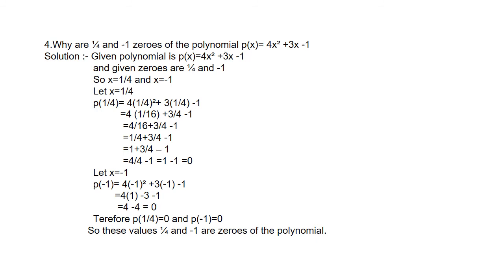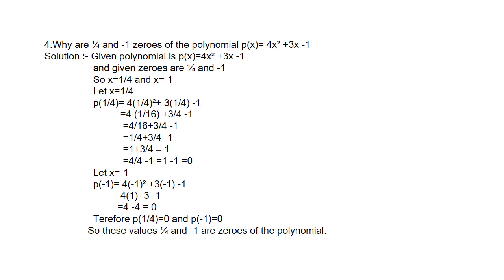Now let x is equal to minus 1. P of minus 1 is equal to 4 into x square, that is 4 into minus 1 square, plus 3 into minus 1, and the constant term is minus 1. Minus 1 square is equal to plus 1. So 4 into 1 is 4; plus of minus is minus, 3 into minus 1 is equal to minus 3, minus 1. So 4 minus 3 minus 1 is equal to 4 minus 4.